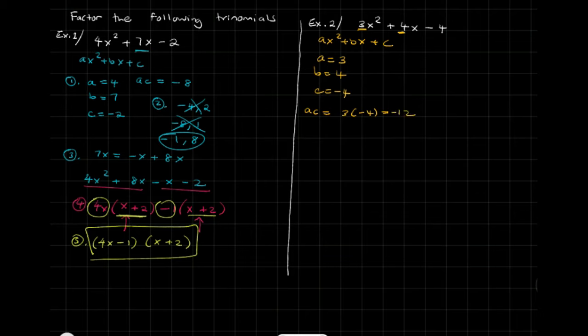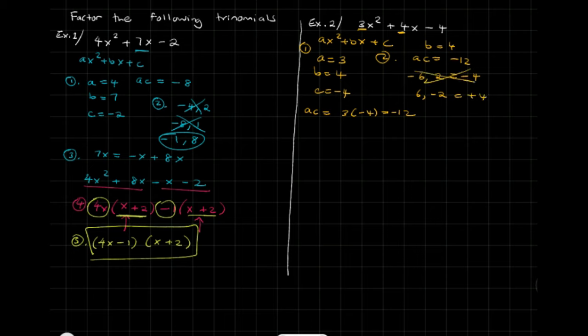So you want two numbers that add up to 4 and multiply to negative 12. So let's think about values that multiply to negative 12. You can try negative 6 and positive 2, or positive 6 and negative 2. In this case, this one adds up to negative 4, and this one adds up to positive 4.